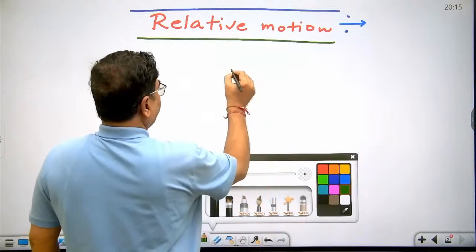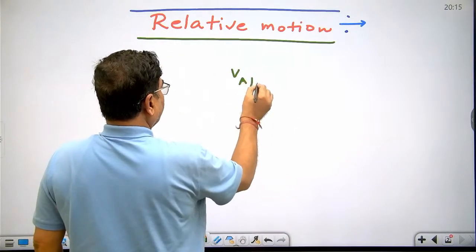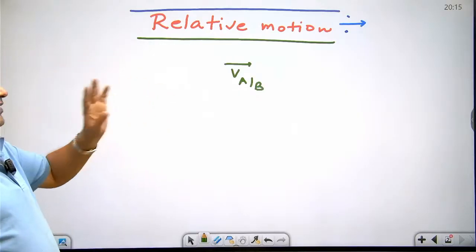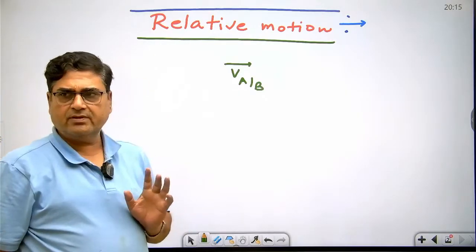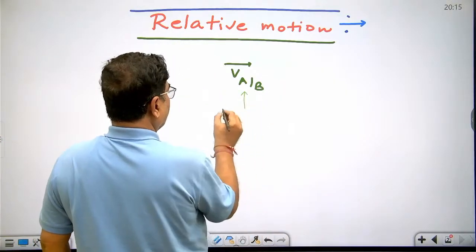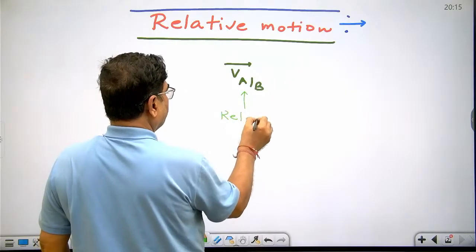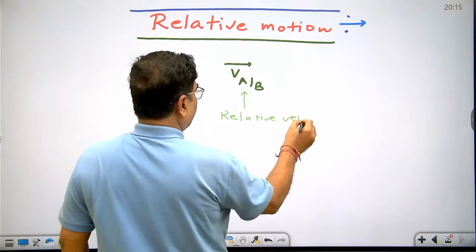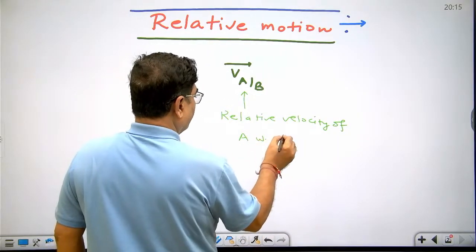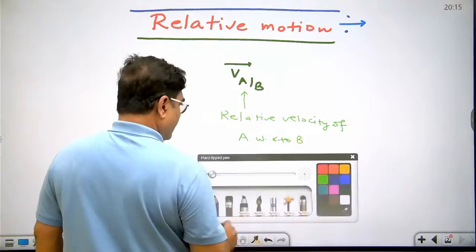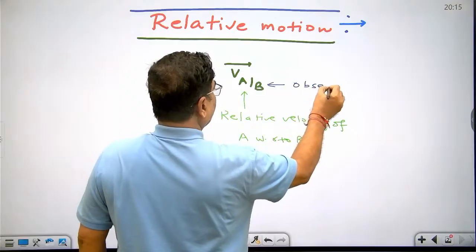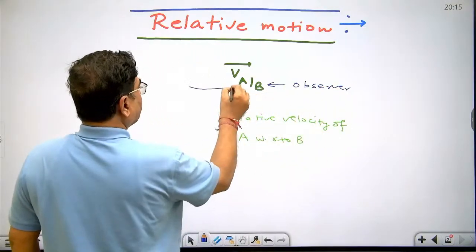Dear student, if we write VAB, what does it mean? This we read as relative velocity of A with respect to B. Here B is the observer. This is relative velocity of A with respect to B. Dear student, in this case B is the observer and A is the object.